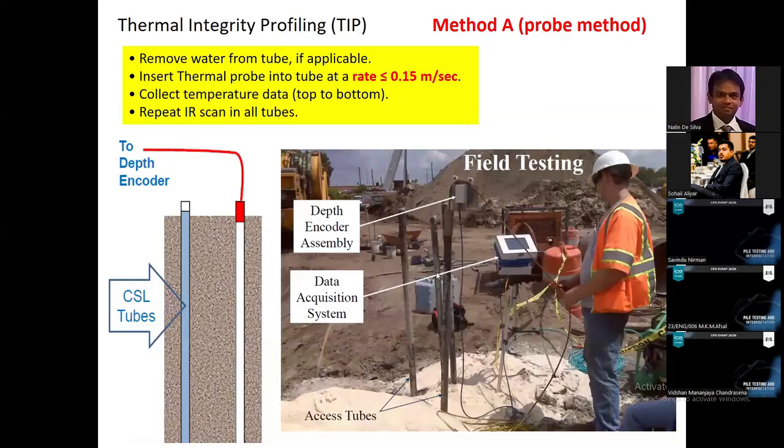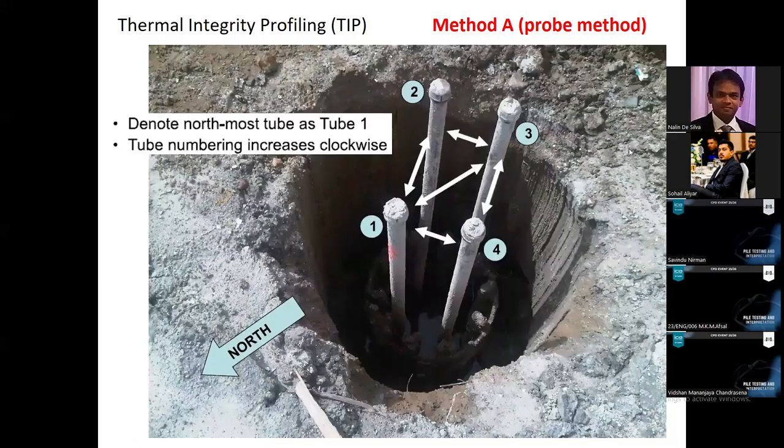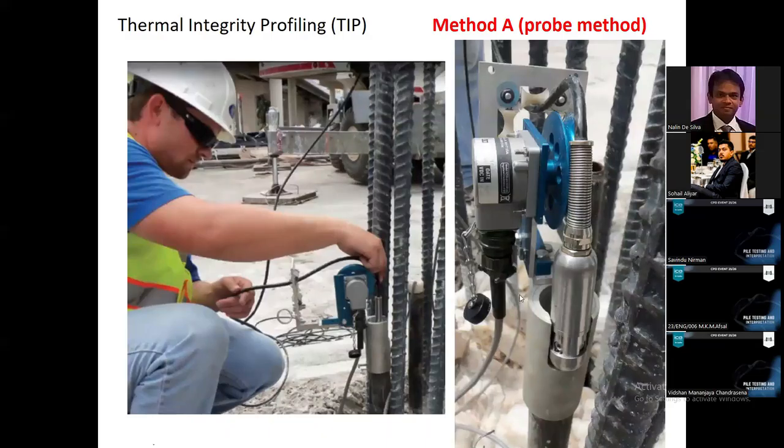So here are some photos showing the test, right? Yeah, this is the wire and this is the access tube. The probe is slowly lowered to the bottom of the tube and starts taking temperature readings. These are the 4 access tubes, and similar to the cross-hole sonic logging test, you can insert the probe through each tube and take temperature readings, right? Yeah, this is a picture showing the probe and the access tube.